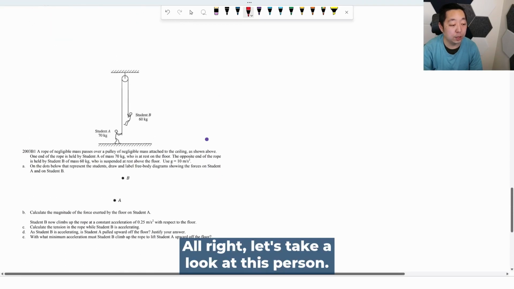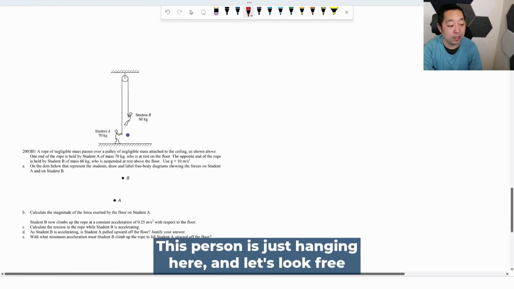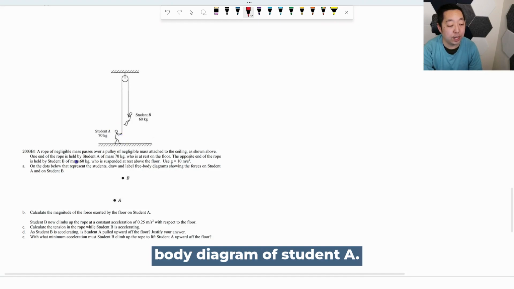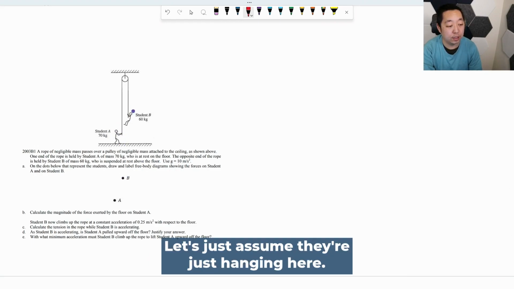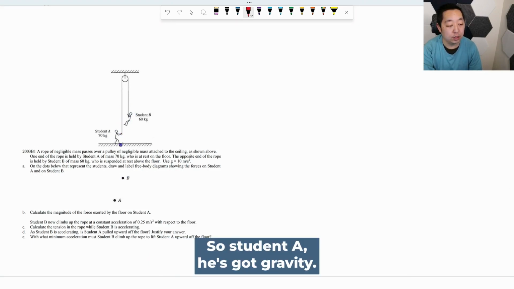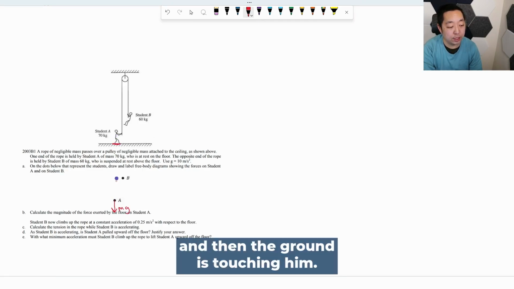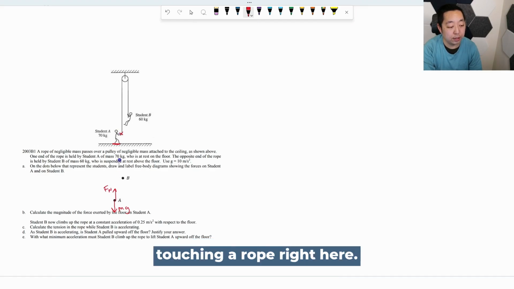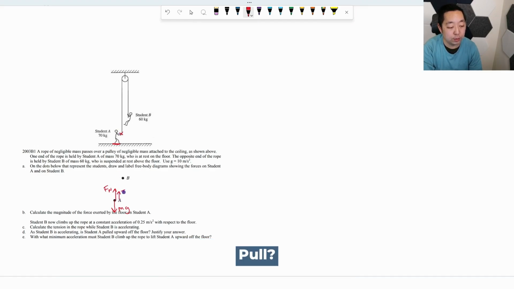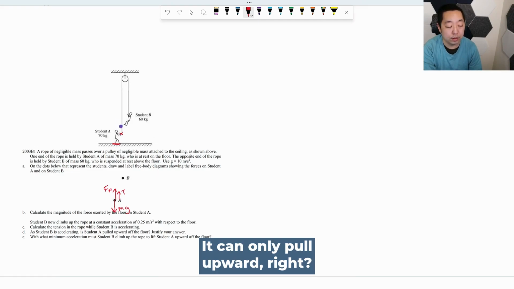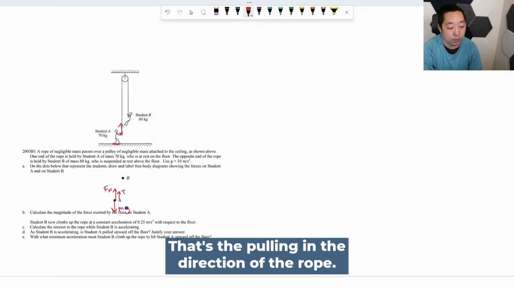All right, let's take a look at this person. This person is just hanging here. And let's look at the free body diagram of student A. We don't really worry about the scenario here. Let's just assume they're just hanging here. So student A, he's got gravity, right? And then the ground is touching him, so he's got a normal force. And then he's touching a rope right here. And the rope pulls. Which way does it pull? It can only pull upward, right? That's pulling in the direction of the rope.